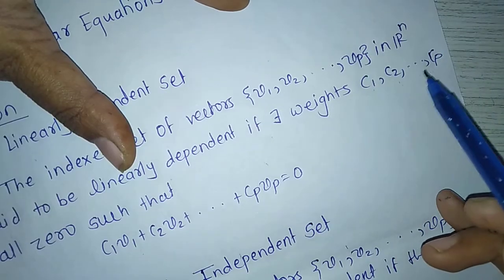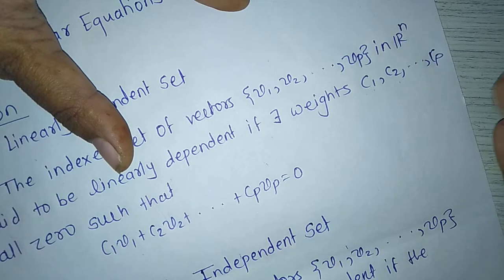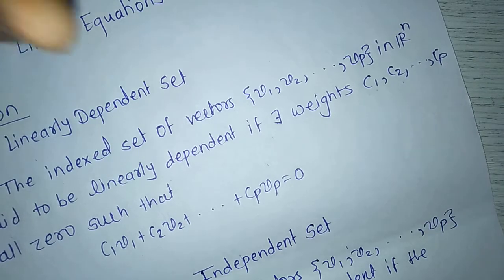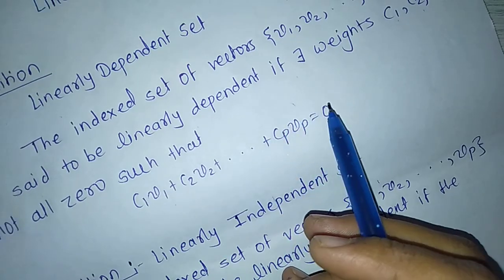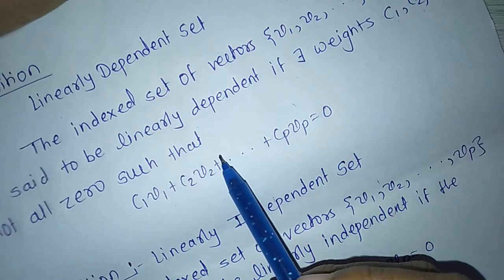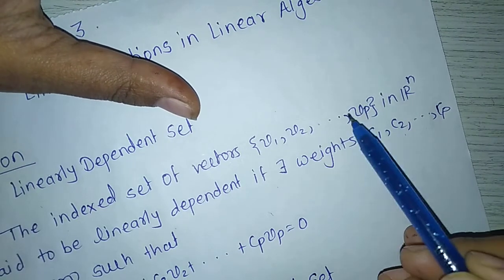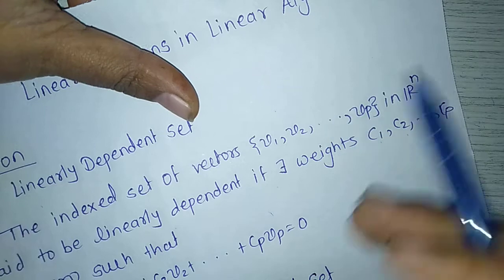Weights C1, C2 and so on Cp means constants. If there exists at least one constant which is not equal to 0, then we can say that the vectors v1, v2 and so on vp are linearly dependent.